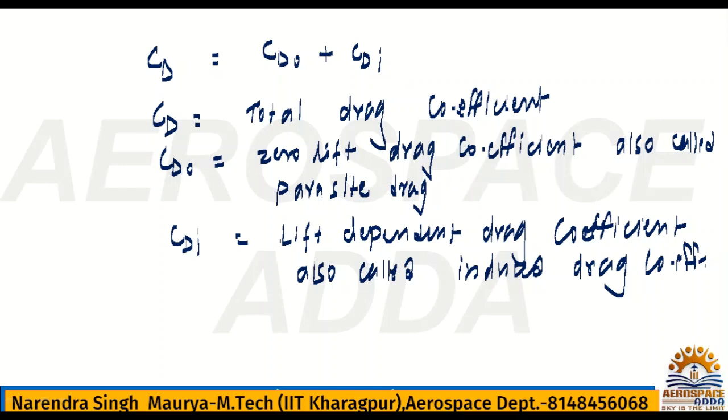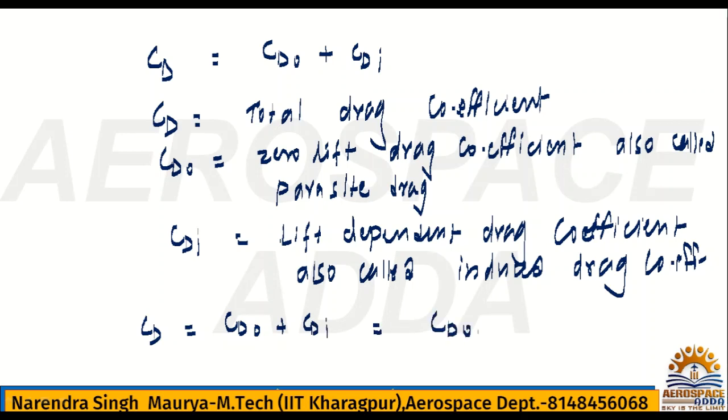I told you what is the CD. CD is the total drag coefficient. What is the CD naught? It's called zero lift drag coefficient, or sometimes called parasite drag coefficient. Okay. Now, and CDI is the lift dependent drag coefficient, also called induced drag. So here we have CD is equal to CD naught plus CDI.